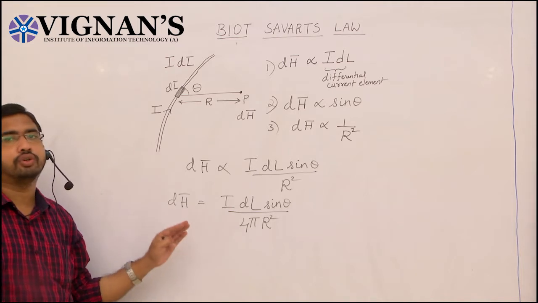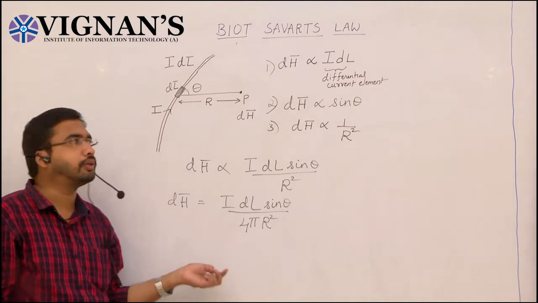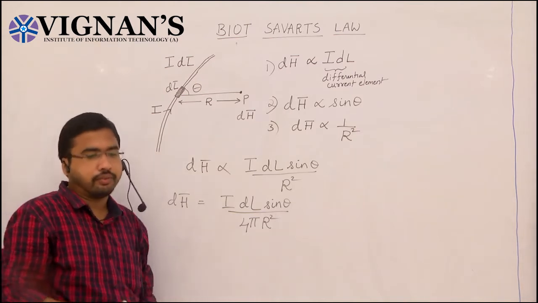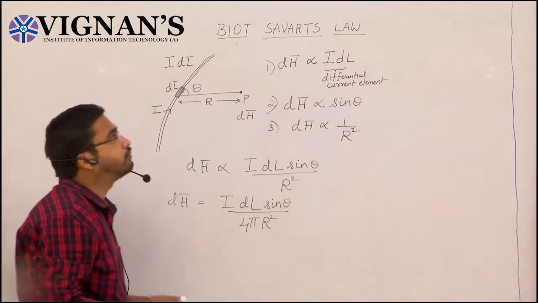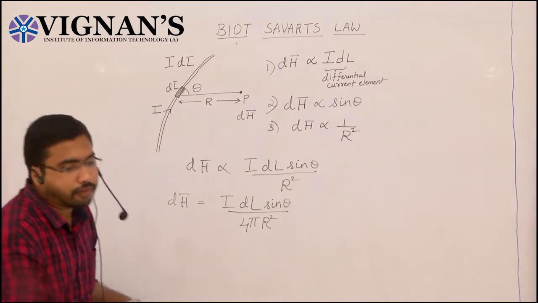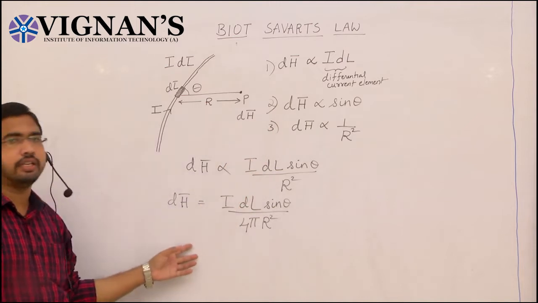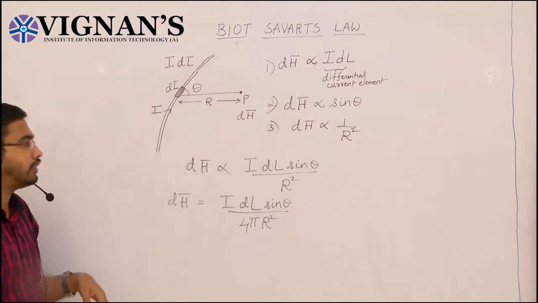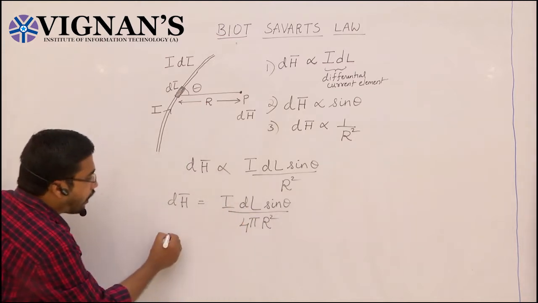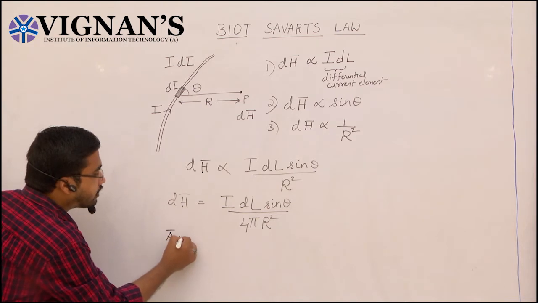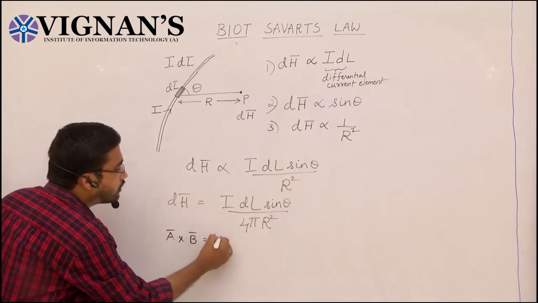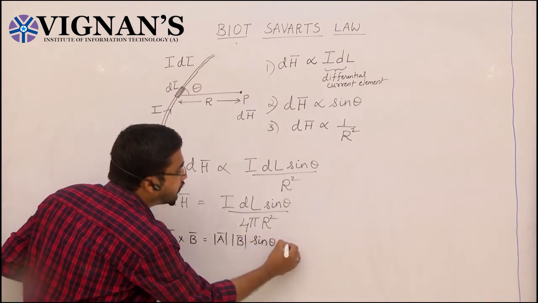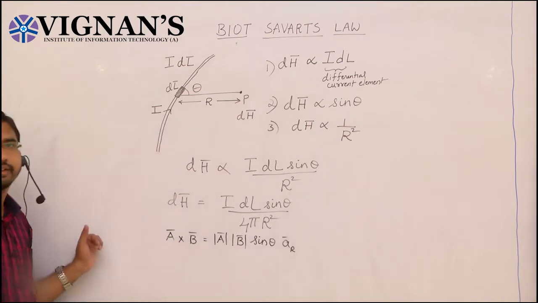Now if you also want to consider the direction, then we should go for the vector form of Biot-Savart's law. Vector form means all these will be as it is, simply we will also include the direction, that's all. If we include the direction, then what is the formula for cross product of two vectors, A bar cross B bar? That is mod A mod B into sine theta into the unit vector in that direction.